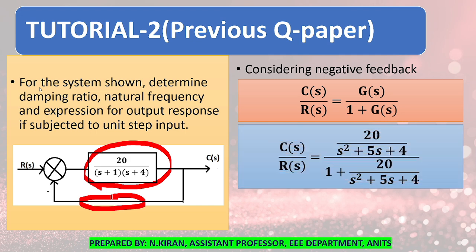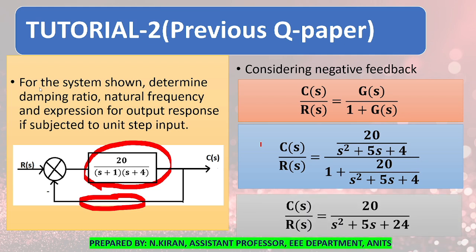In this case, H of S value is 1. So substituting the value, 20 by S square plus 5S plus 4, plus 1 plus G of S. That will lead me to the expression of C of S by R of S as 20 by S square plus 5S plus 24. One thing here clearly we can see is that the obtained expression is not in the standard form. So the numerator value and the last term of the denominator value must be the same for it to be in the standard form.